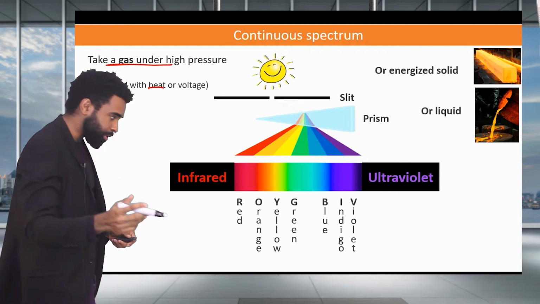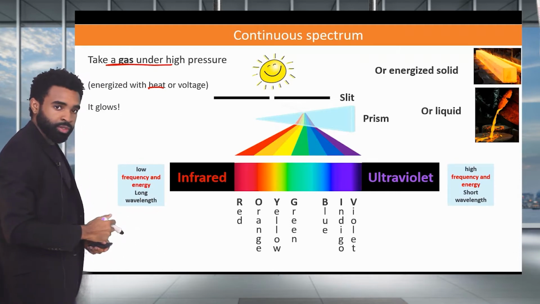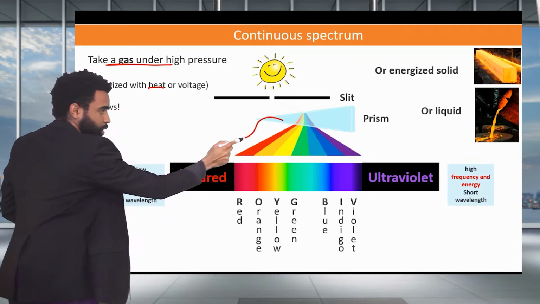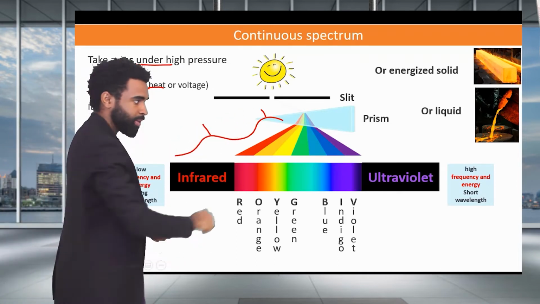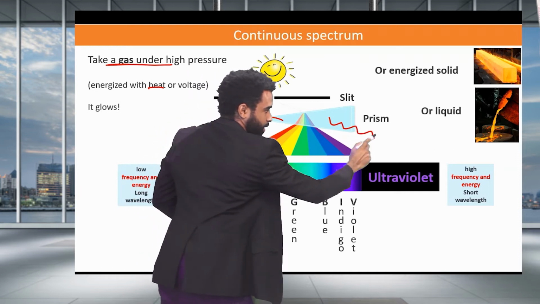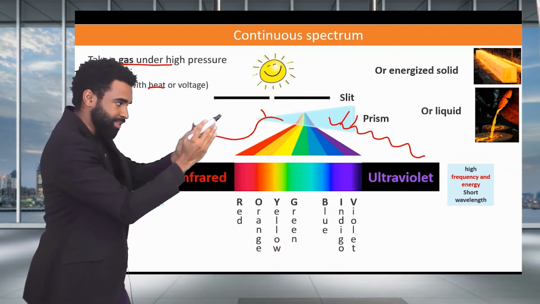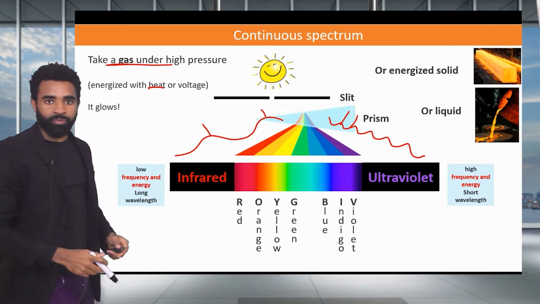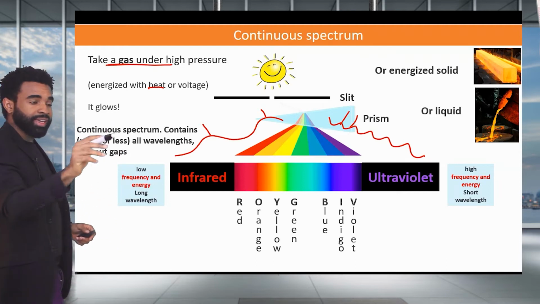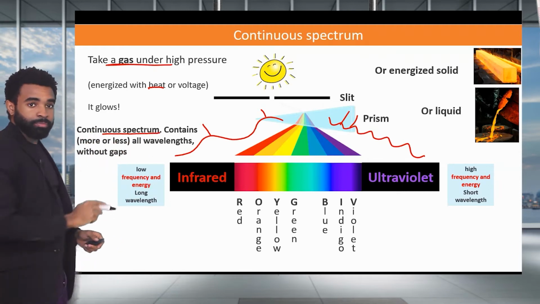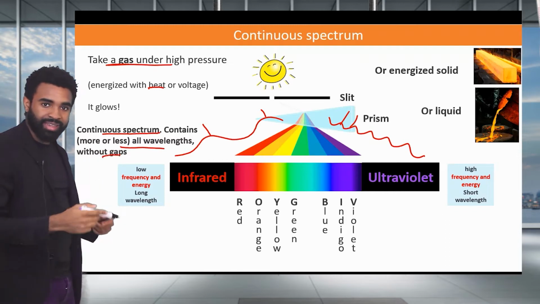And we recall that this is the low frequency, low energy portion of the spectrum, which happens to correspond also with a long wavelength. So these are long wavelengths, but low frequency, low energy. And over there we have the shorter wavelength, but higher frequency and higher energy. So wavelength is a distance between successive crests. Hopefully you remember that. The important thing though about this picture is that what we're looking at here is a continuous spectrum, which means it contains basically all the wavelengths without any gaps.